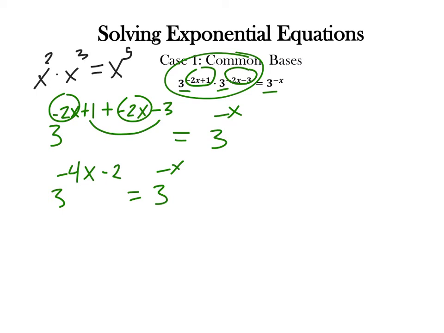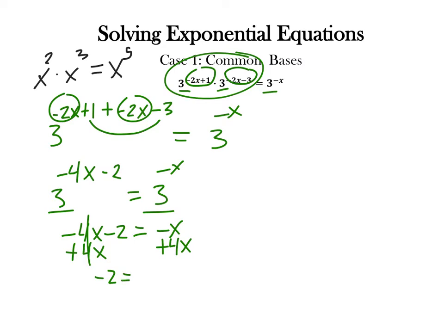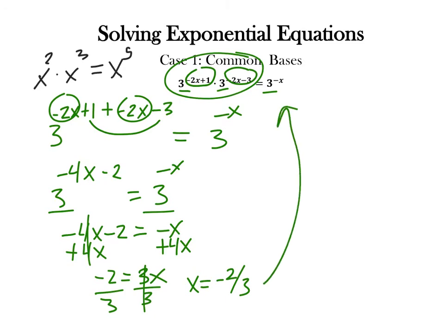So now that I have the same bases, and I only have one on each side, I do like I did in the previous example. The exponents must be equal. So I solve negative 4x minus 2 equals negative x. Move the x to the other side. Negative 2 equals 3x. Divide both by 3. X equals negative 2/3.